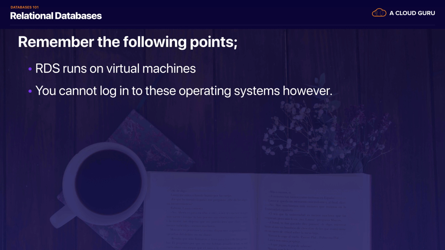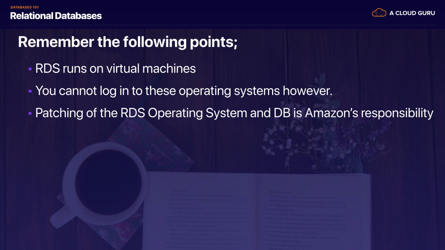And that's really, really important to remember because it comes up in terms of security questions and also patching and maintenance. You can't go in and patch the operating system of your RDS instance. That's not your responsibility. That's Amazon's responsibility. You can do it for EC2, and that is your responsibility, but Amazon's responsible for the patching of both the databases as well as the operating systems that run on them. So patching of the RDS operating system and database is Amazon's responsibility.